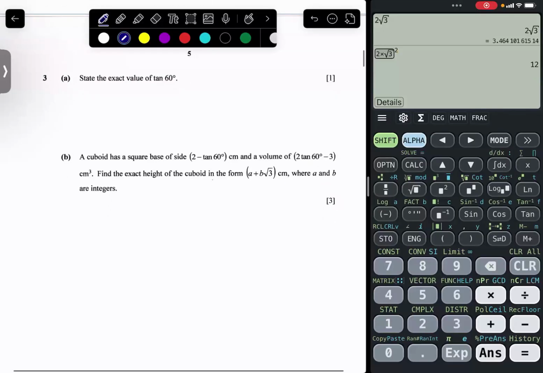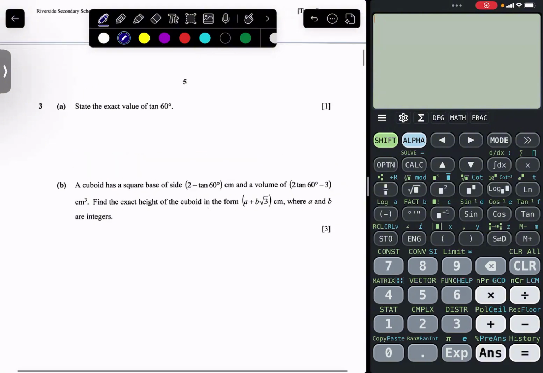Okay, question 3. State the value of... question 3a: State the exact value of tangent 60. B: A cuboid has a square base of sides 2 minus tangent 60, volume of 2 tangent 60 minus 3, and find the exact height of the cuboid in the form a plus b root 3, where a and b are integers. So you need to recognize this question is actually on surds.